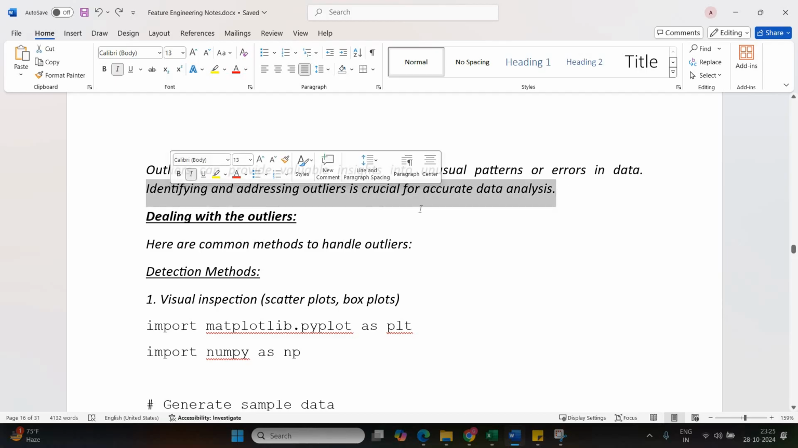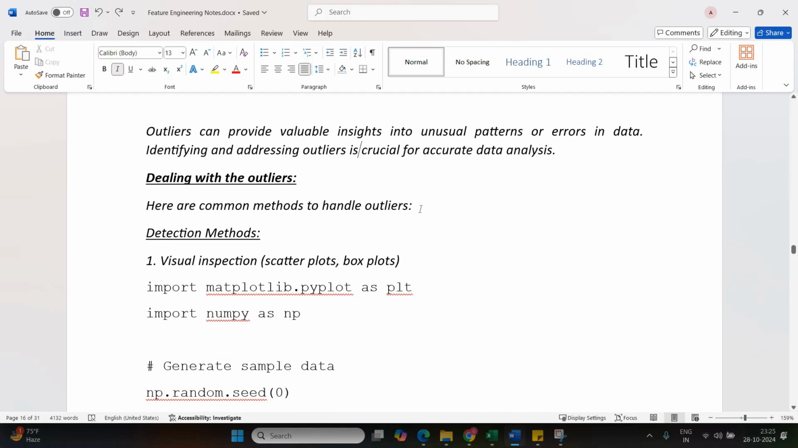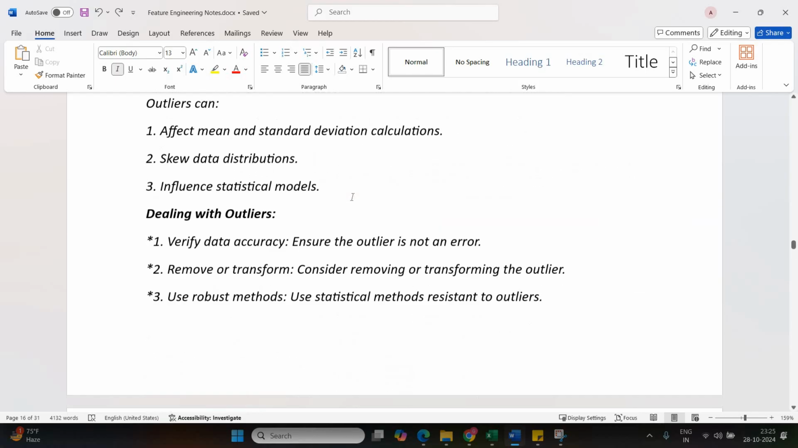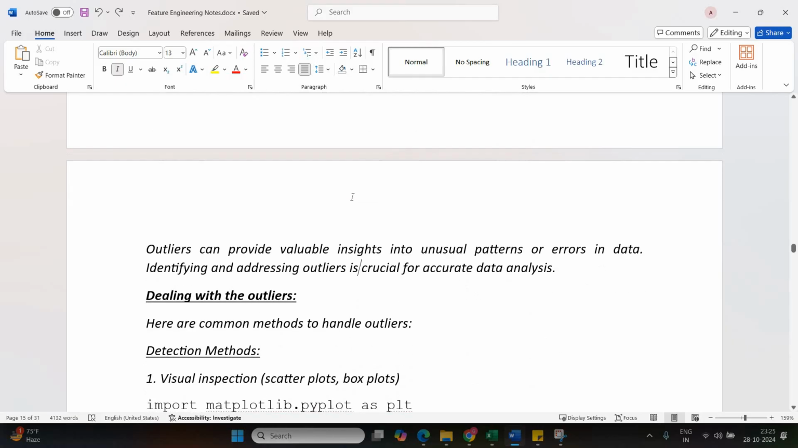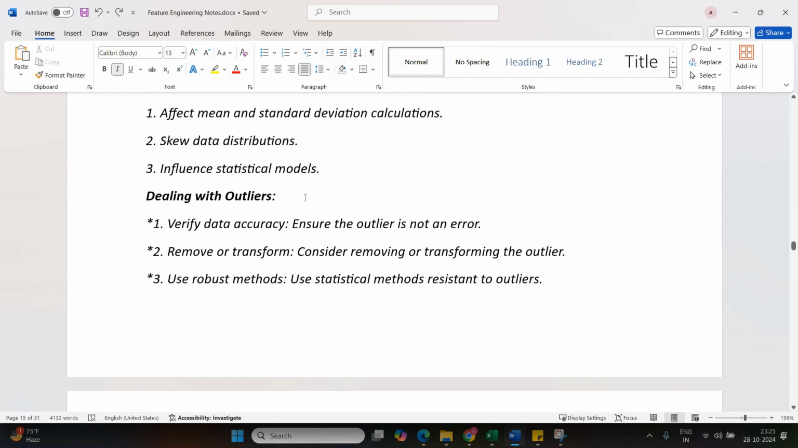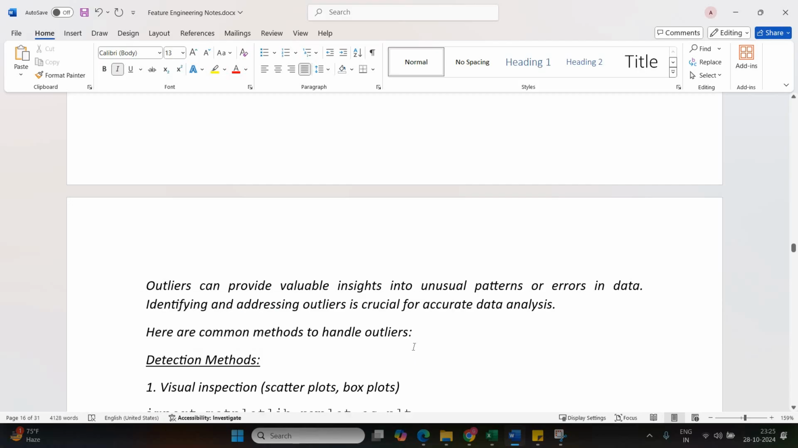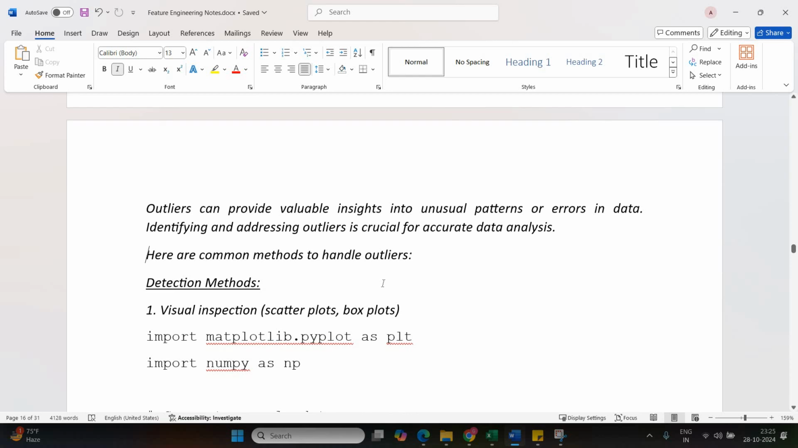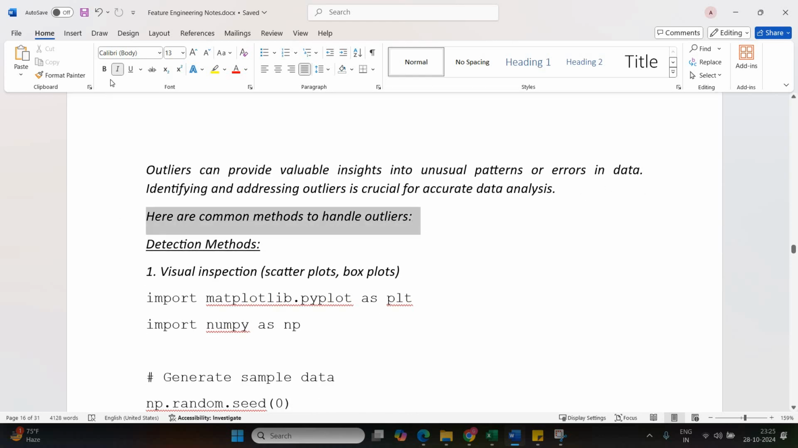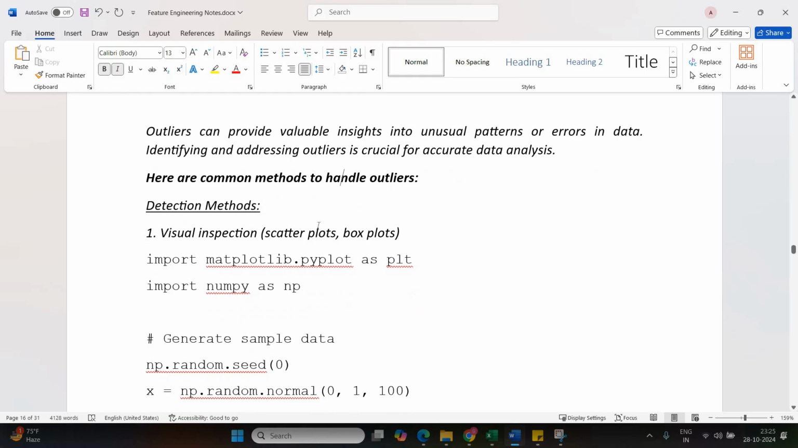I don't think I need to explain this anymore, right? Because we have discussed enough now. So now we are going to see how we deal with the outliers, right? Dealing with outliers. So here again, I have written it. There are some common methods to handle the outliers. There are two types of methods to handle the outliers.